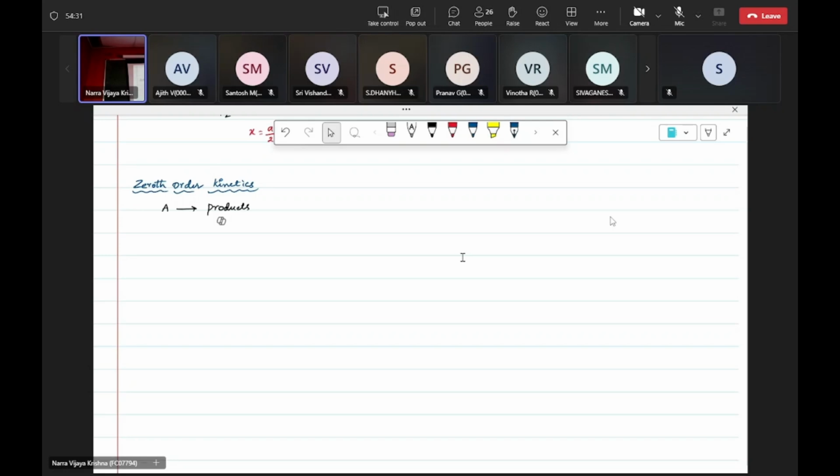Now tell me, can zeroth order reactions be elementary or complex? Complex. So zeroth order reactions will never be elementary. If it is elementary, order and molecularity must be equal. Correct? If order and molecularity must be equal, I have to write 0 A gives rise to products. Means without taking any reactant, I should get product. How is it possible? Clear? So all zeroth order reactions are complex reactions.